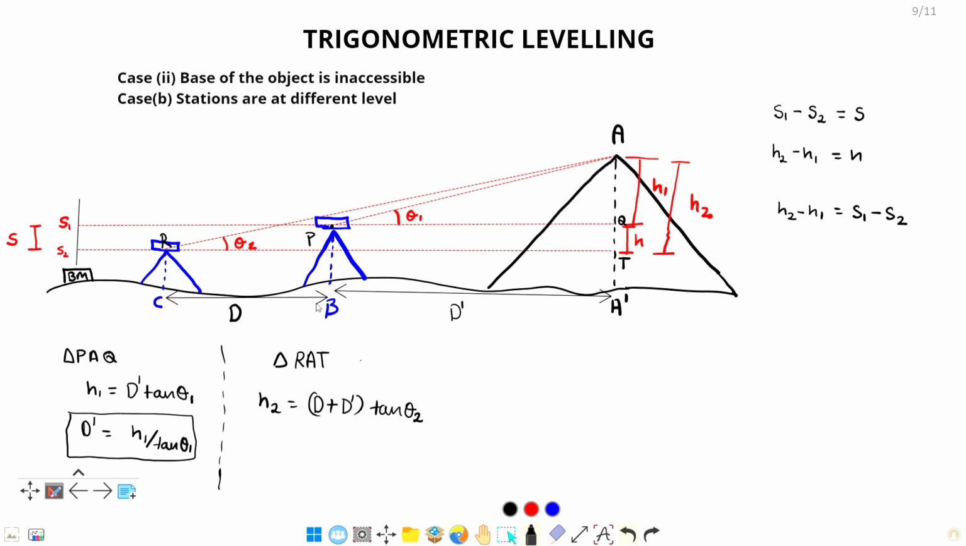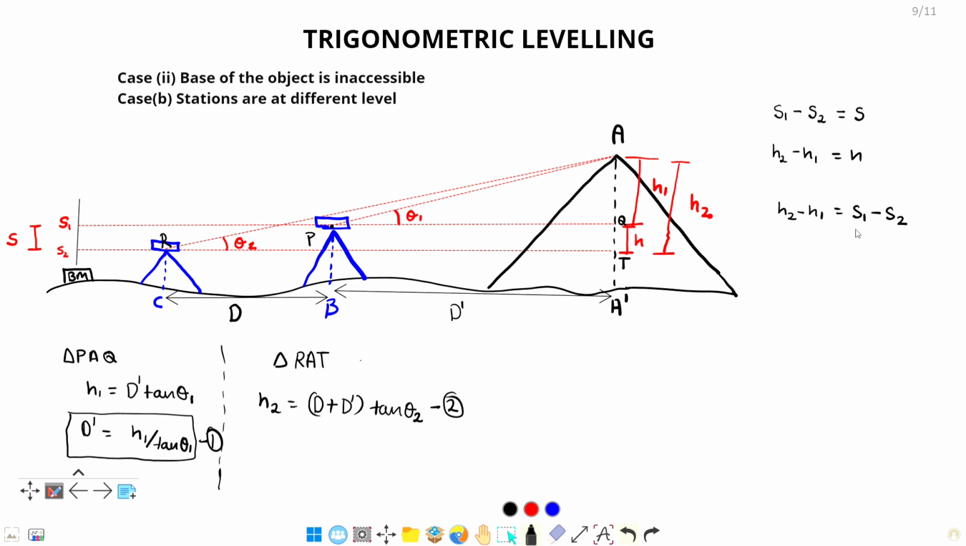You can measure the horizontal distance between C and B, and you can measure the angular measurement theta 2 from this point, the angle of elevation. So here D dash and H2 are unknown. So I can put the value of D dash here from this equation. So I am writing it down, equation 1, equation 2. Also you can measure the value of S1 and S2.